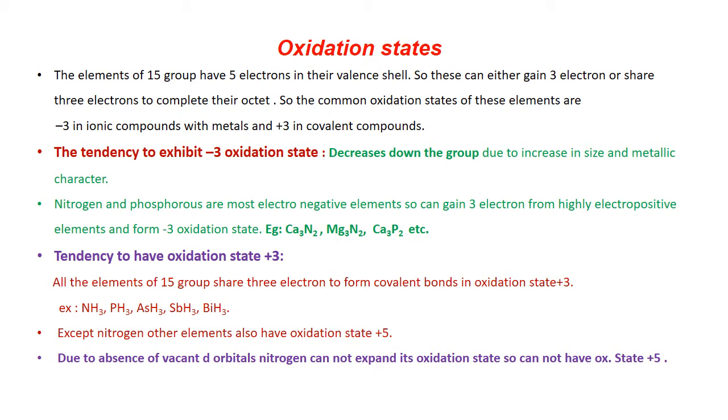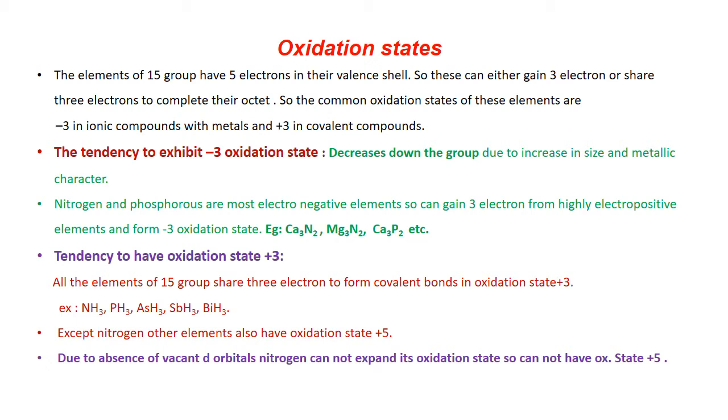The elements of group 15 have 5 electrons in their valence shell. So these can either lose 5 electrons or gain 3 electrons. As the loss of 5 electrons is difficult, these can gain 3 electrons and form the -3 state. These can also form the +3 state in covalent compounds by sharing of electrons.